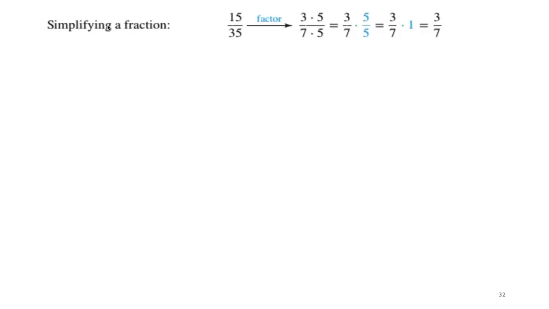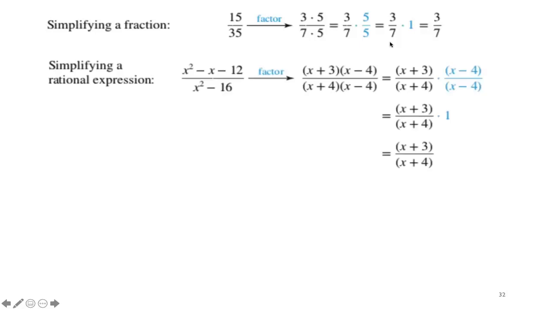Okay, let's talk about how to simplify rational functions. So let's start by talking about how to simplify a fraction. So we have 15 over 35, and we factor 15 and 35 into 3 times 5 and 7 times 5. Notice the 5 can cancel, and that's how we can simplify a fraction. This works the same way for a rational expression or rational function.